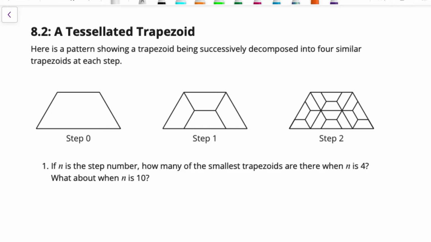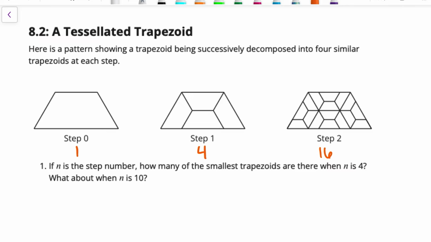So for step 0, we have 1 trapezoid. For step 1, we have 4 trapezoids. And for step 2, we have 16. Okay? All right, so for number 1, if n is the step number, how many of the smallest trapezoids are there when n is 4?